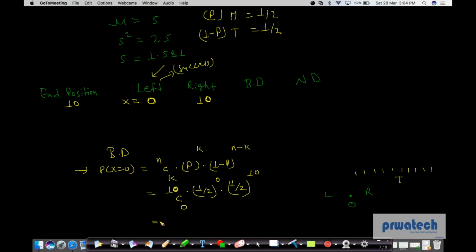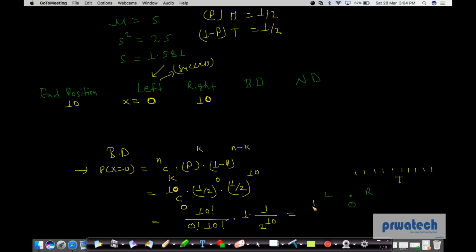So 10C0, this answer will be 1 by 2 to the power 10. I guess 1024 something. So let me solve this using the factorial concept. 10 factorial into 10 minus 0 factorial and 0 factorial. So 0 factorial into 10 factorial. This anyway becomes 1. 1 by 2 to the power 0, any value to the power 0 is 1, into 1 by 2 to the power 10. So 1 by 2 to the power 10.